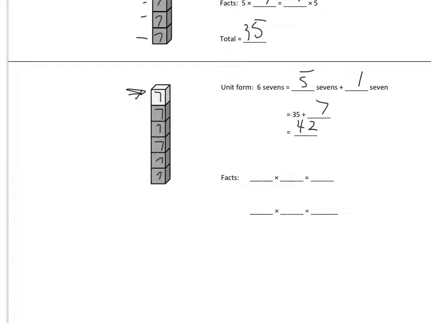Now, we're going to look at this right here to do our commutative property. 6 times 7, because we have 6 sevens, is the same as 7 times 6. And we know that that is 42 and 42.